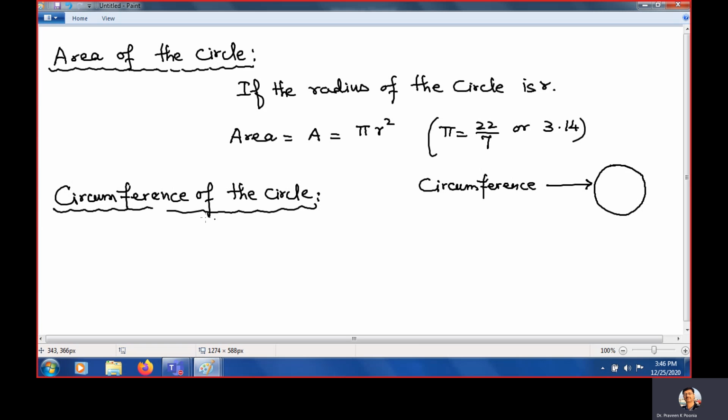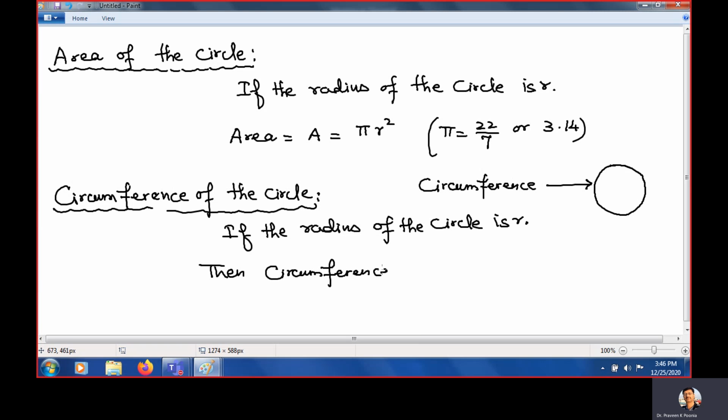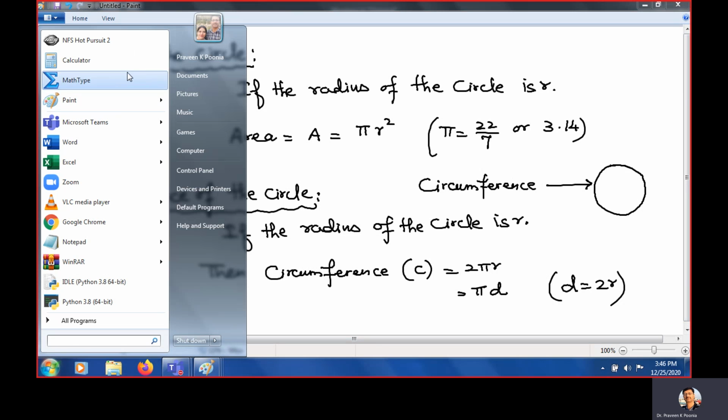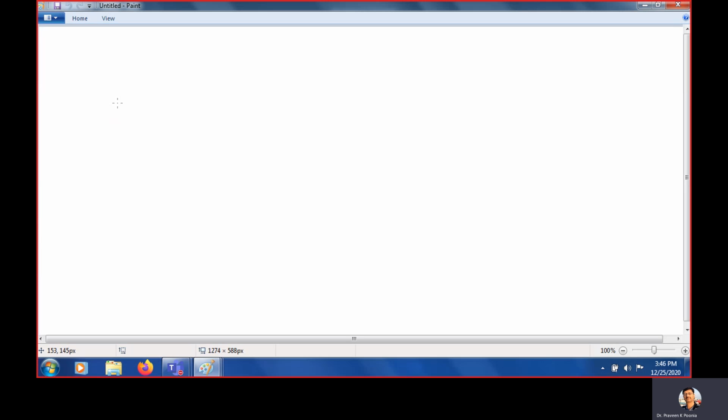Clear? If r is the radius of the circle, then the circumference, denoted by capital C, is 2 pi into r. And because 2 into r is d, sometimes it is denoted by pi d also. Clear? Because diameter d is equal to twice the radius. These two formulae you need to remember while solving the questions. Okay, so this is about the circle. Now we will solve some questions here.